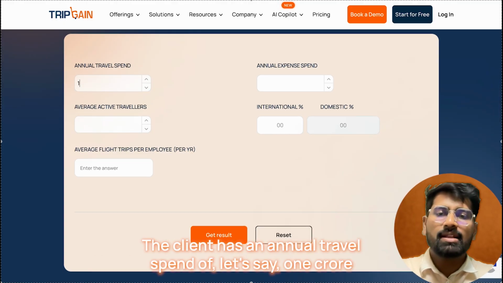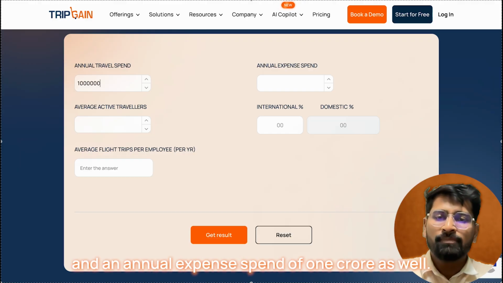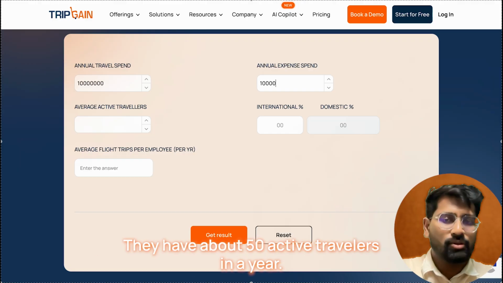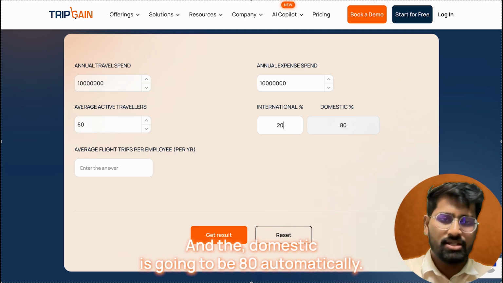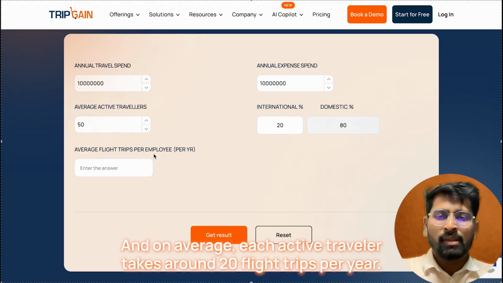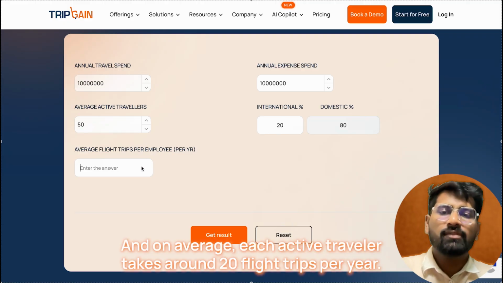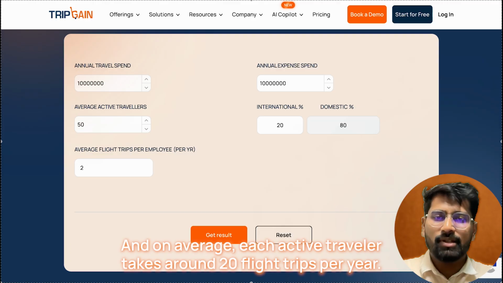The client has an annual travel spend of, let's say, 1 crore and an annual expense spend of 1 crore as well. They have about 50 active travelers in a year. Their travel split is 20% international, and the domestic is going to be 80% automatically. And on average, each active traveler takes around 20 flight trips per year.